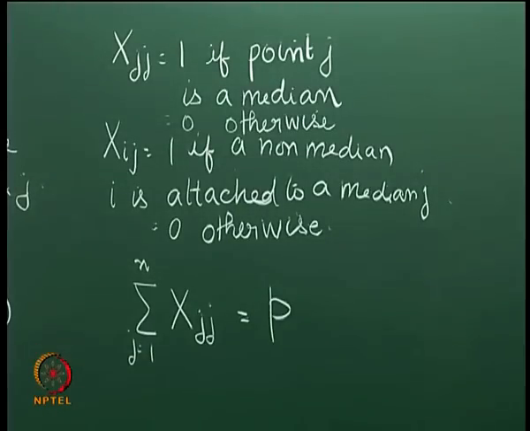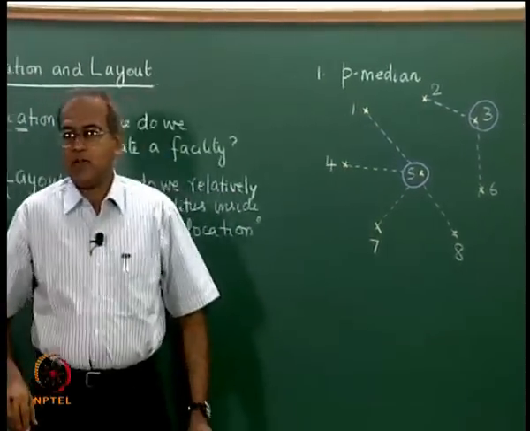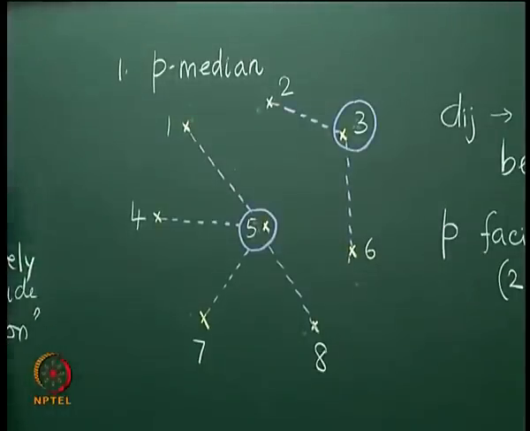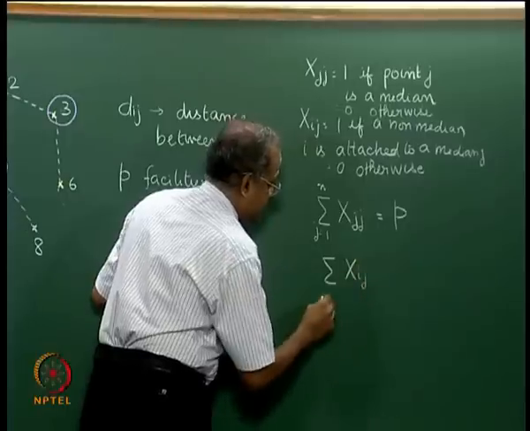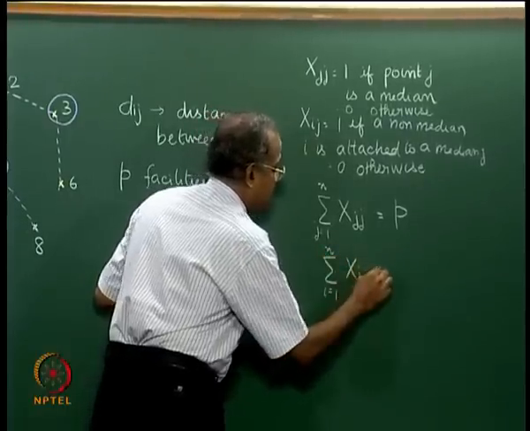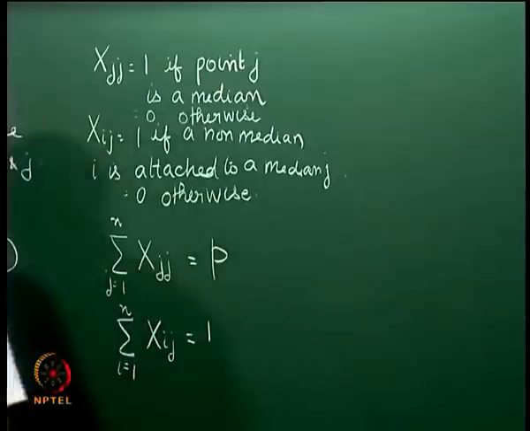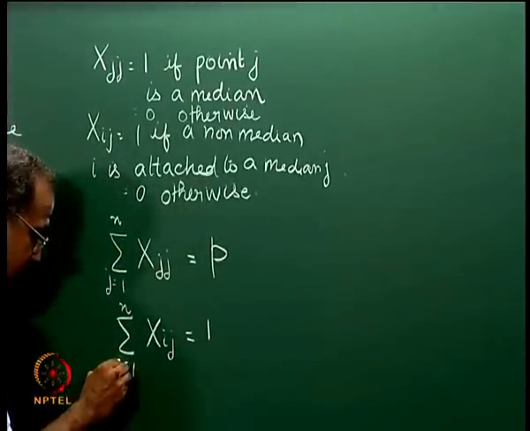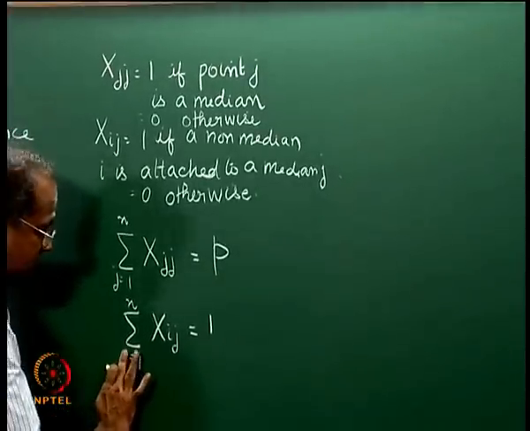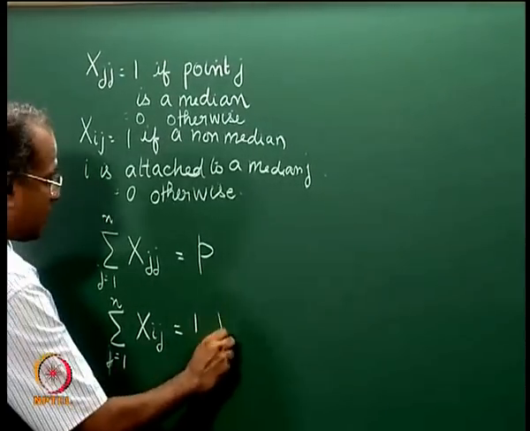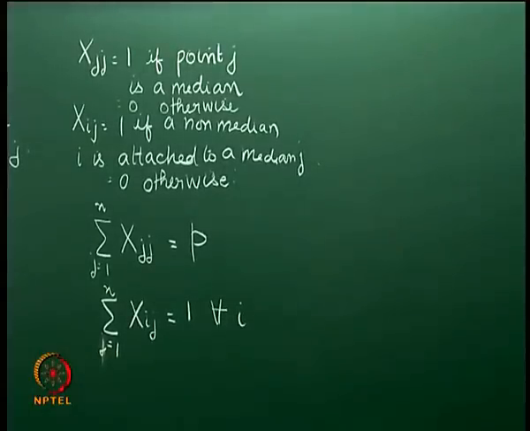The next constraint is that the non-medians 1, 2, 4, 7, 6 and 8 will have to be attached to some median. So we write this as a constraint which is like this: sigma xij, j equal to 1 to n, equal to 1 for every i, where i equal to 1 to n. Now there are 8 points here.